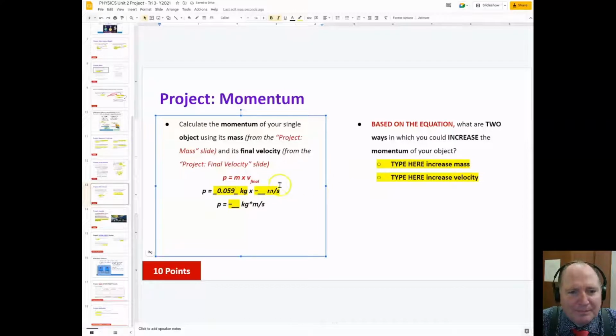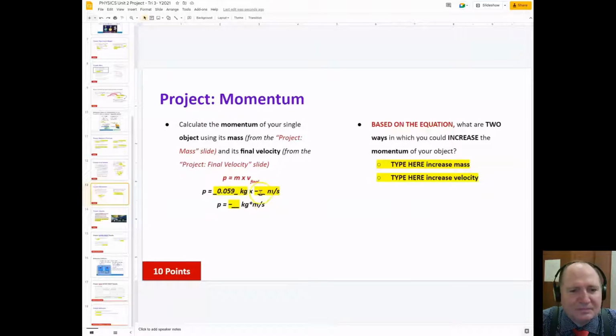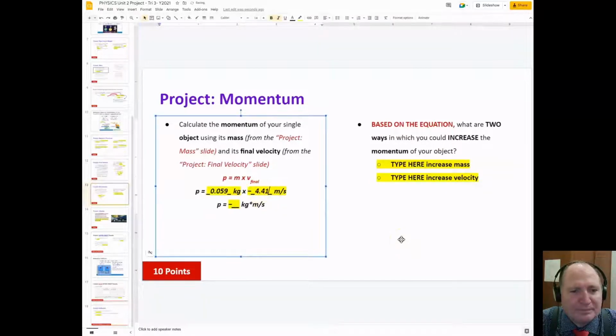Love that. Our final velocity, that was on the previous slide in the previous recording on slide number 12. So if you just flip back to slide number 12, you'll go ahead and notice that our final velocity is a negative 4.41. Everybody's is going to be different. It's not going to be the same as mine. So I'm going to go ahead and put negative 4.41.